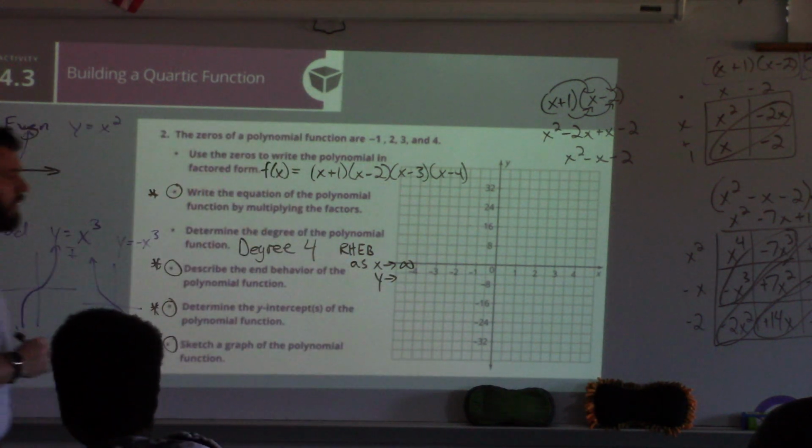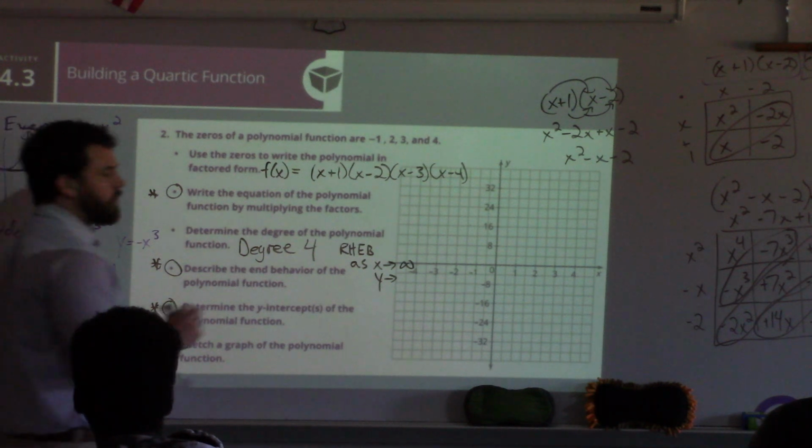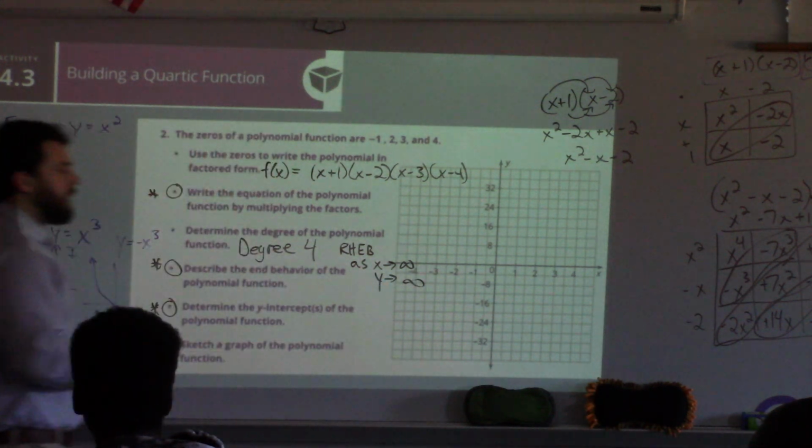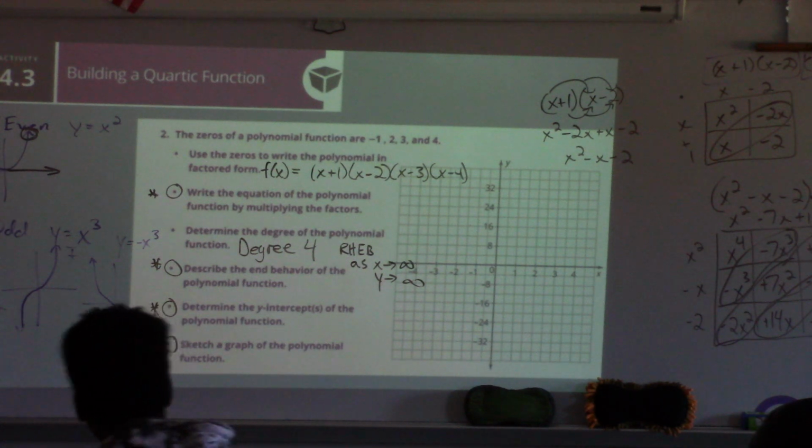As x goes to infinity, what's y doing? It's going up to positive infinity as well. We can tell that because if we look at this arrow right here, it's going up.